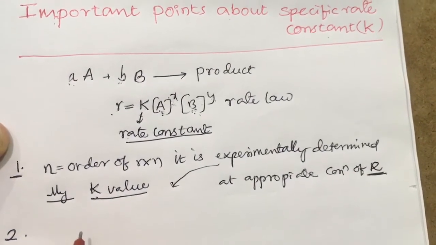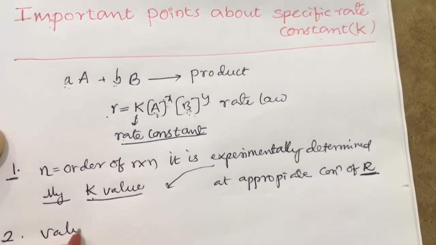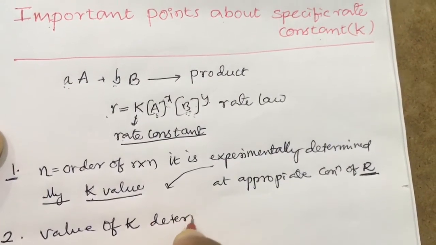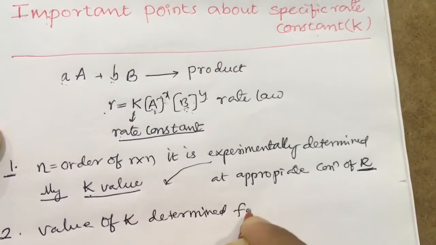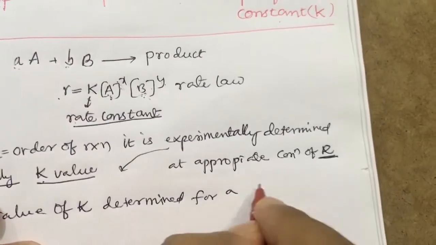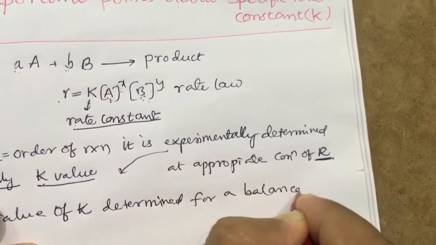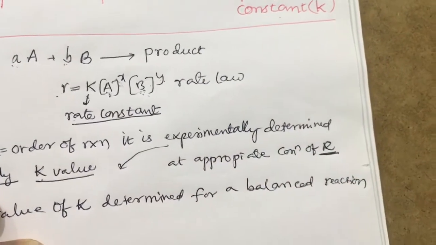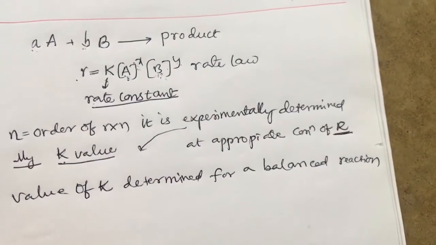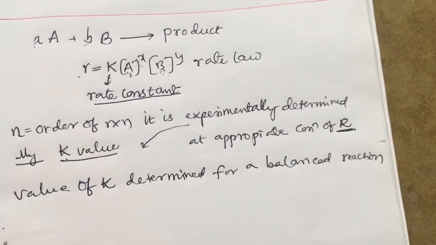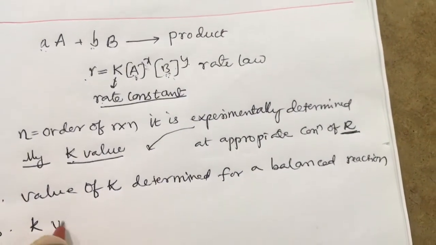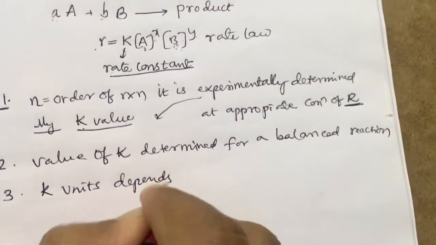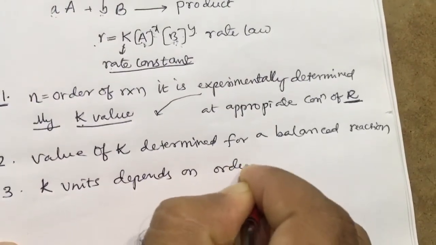The value of K is determined for a balanced reaction only. Next, the third point: units of K. The units of K depend on the order of reaction.